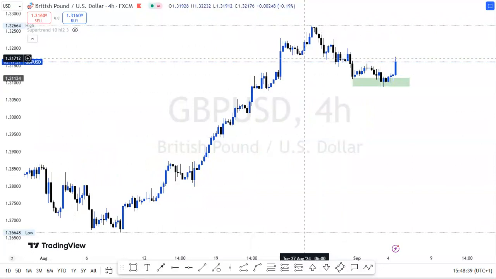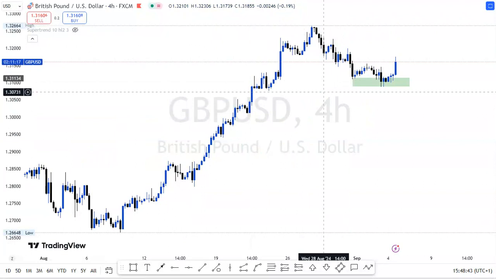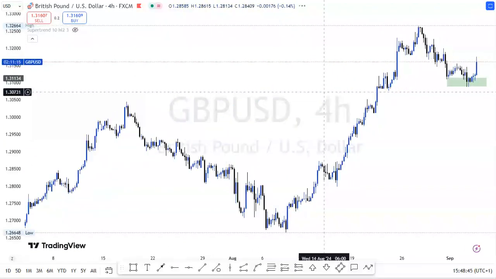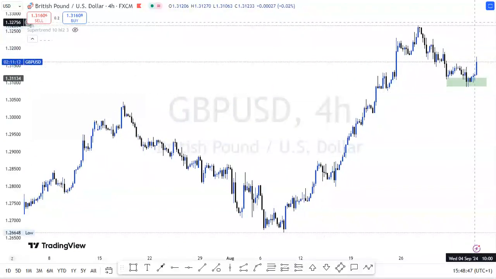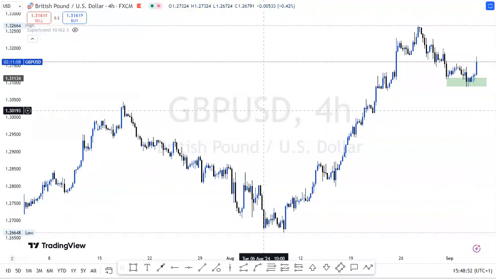So this is your 4 hour time frame. Read the market structure and tell me where you think this thing that is going up now is going. Is it going to come here? Is it going to come down? What do you think based on what you've been learning from me?